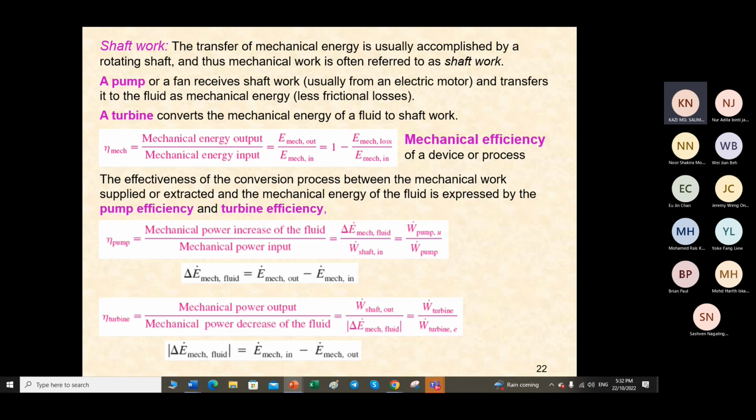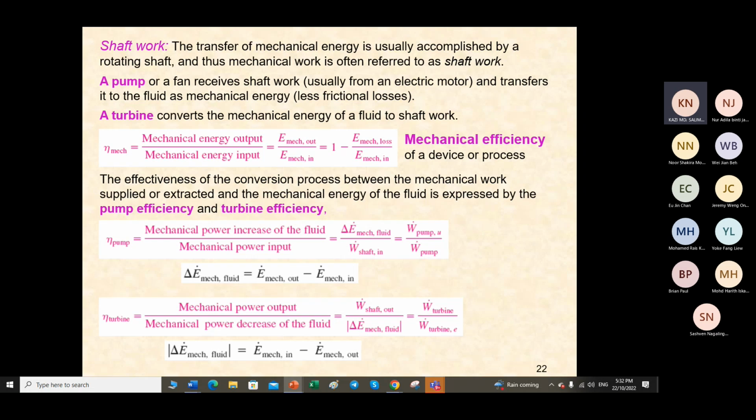So in this case, we can find that the mechanical power increase of the fluid, delta E mechanical fluid, divided by the mechanical energy absorbed by the shaft of the pump, which is W pump shaft work. That means the pump delivers the energy to the flowing fluid. So we can write delta E mechanical fluid is equal to E mechanical out minus E mechanical in.